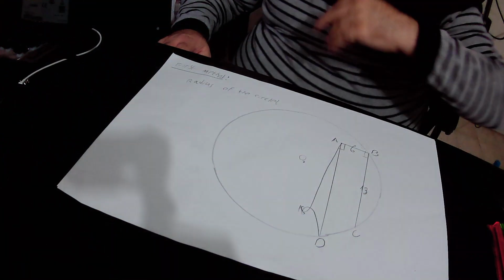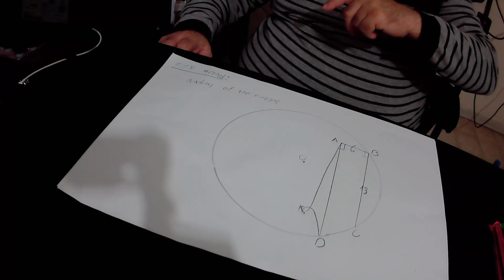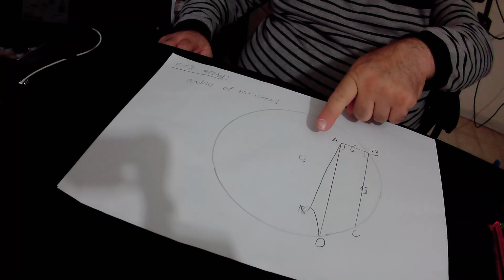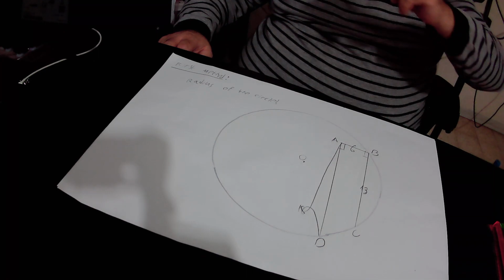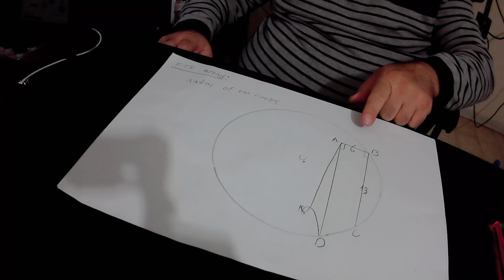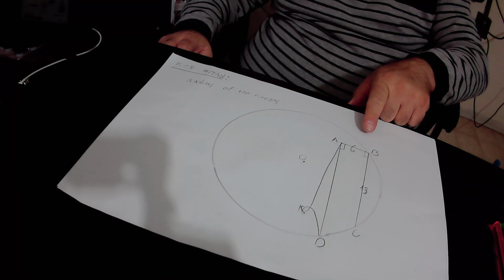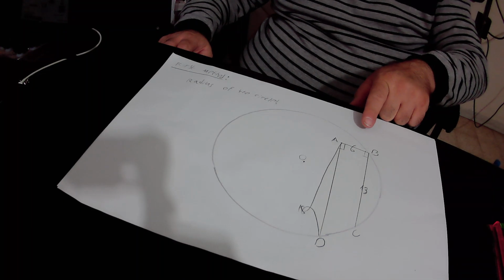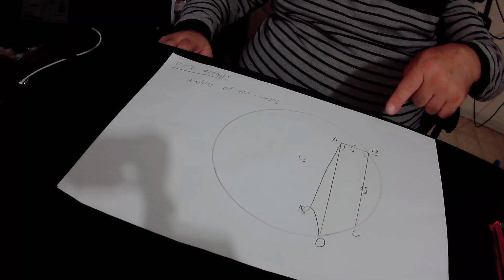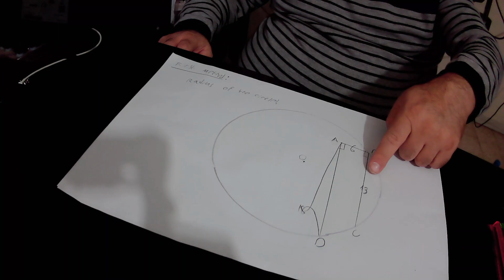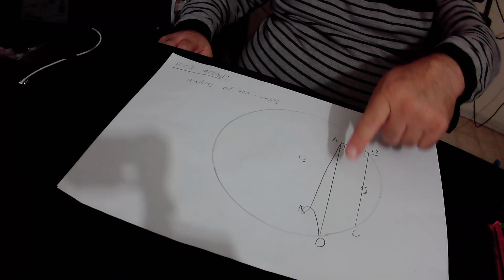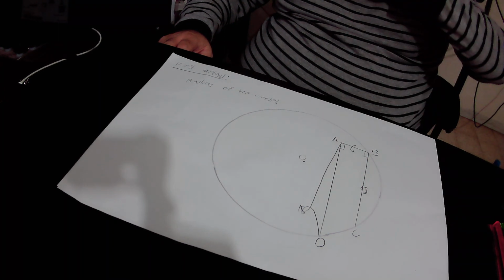Hello, in this lecture we'll find out the radius of the circle using two different methods. In the drawing we have a circle. The center of the circle is at this point O. Line segment AB equals 6 units in length. Line segment BC equals 13 units, and line segment AD equals 18 units in length.